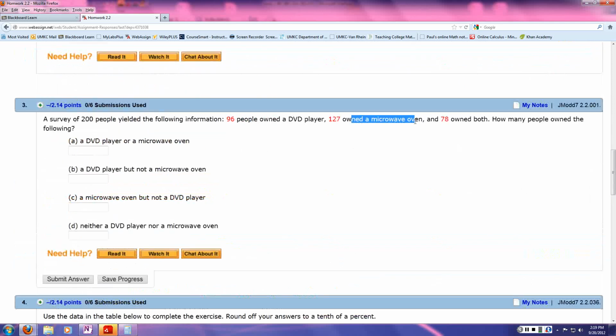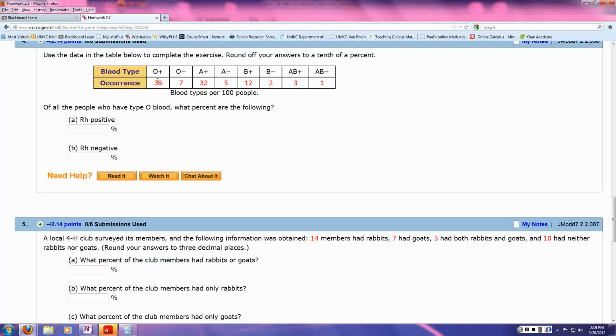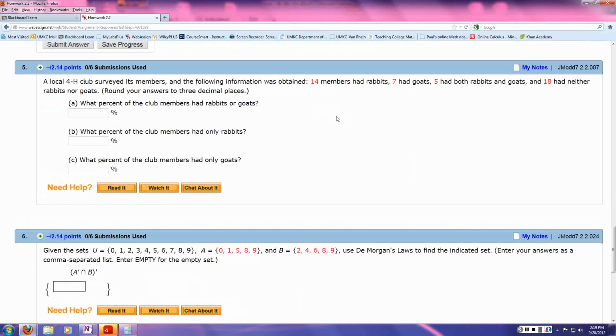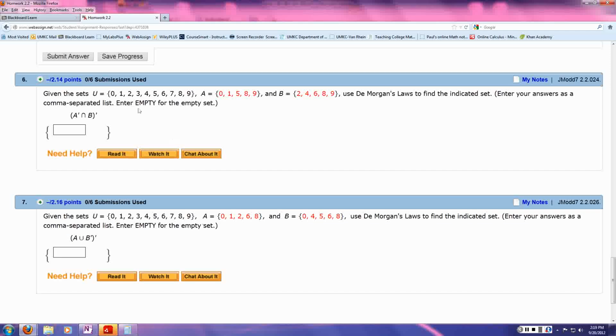Microwave and DVD player, the same concept of what we did on the PowerPoint. We did this example on the video. And then here you can use De Morgan's laws, or you can go about it the long way. It says use De Morgan's law, but they can't necessarily see your work. So generally, you'll find one way is faster using De Morgan's law, and I'll let you figure that out. So this is the end of 2.2. If you have any questions, let me know.